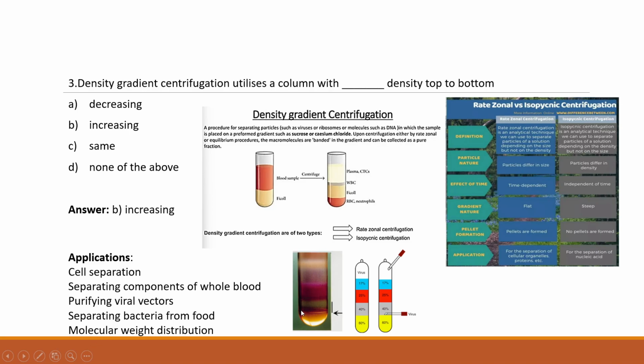In a similar way, bacteria can also be separated from a mixture, even from food. The other thing is molecular weight distribution. Like you saw here in the red zone, particles are getting separated based on their size. When particles are separated on size, you can distinguish the molecular weight of different components in your mixture. So the distribution of different molecular weight components can also be analyzed and studied using density gradient centrifugation, that is, rate zonal centrifugation.